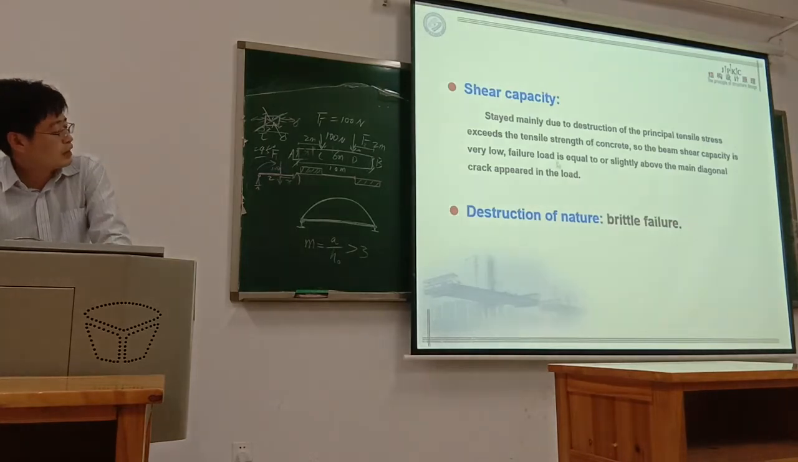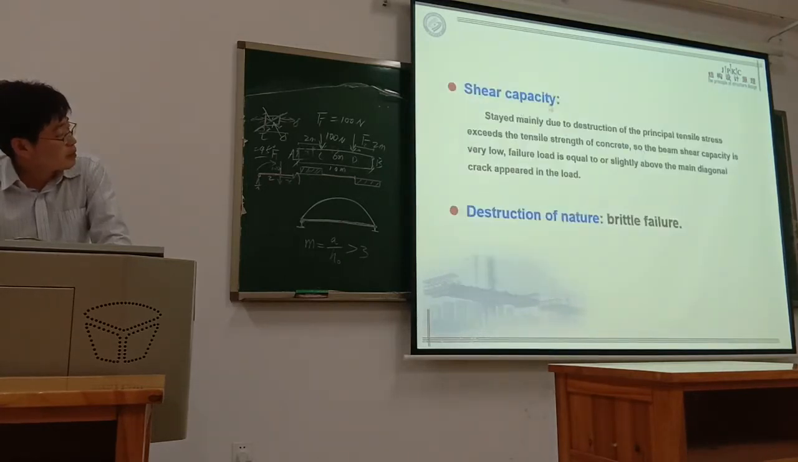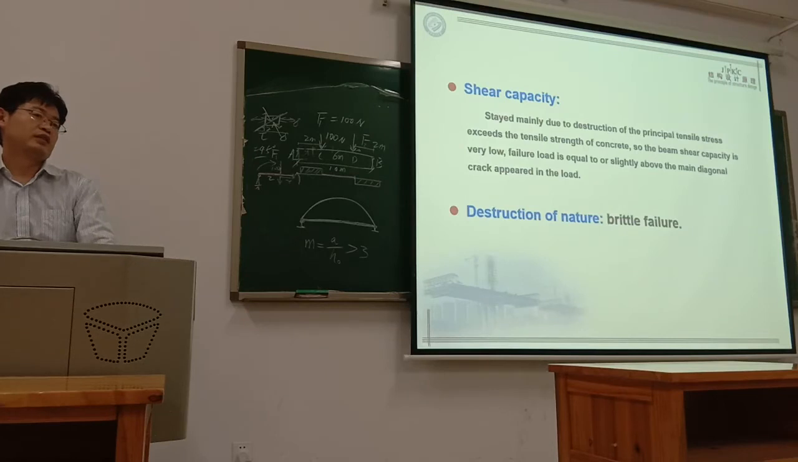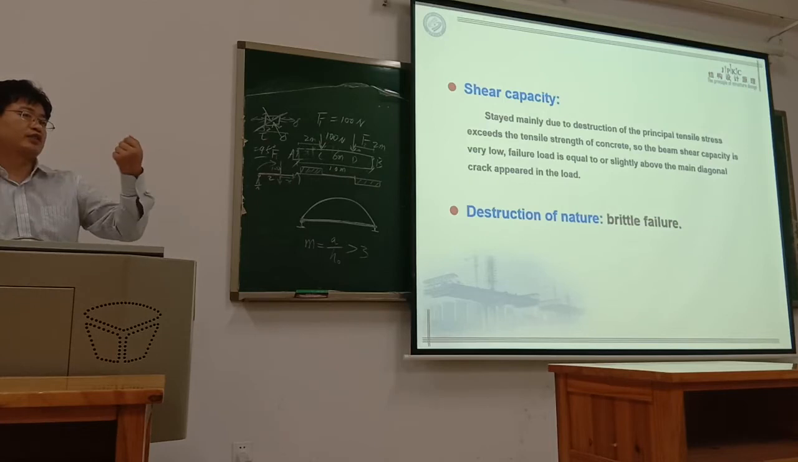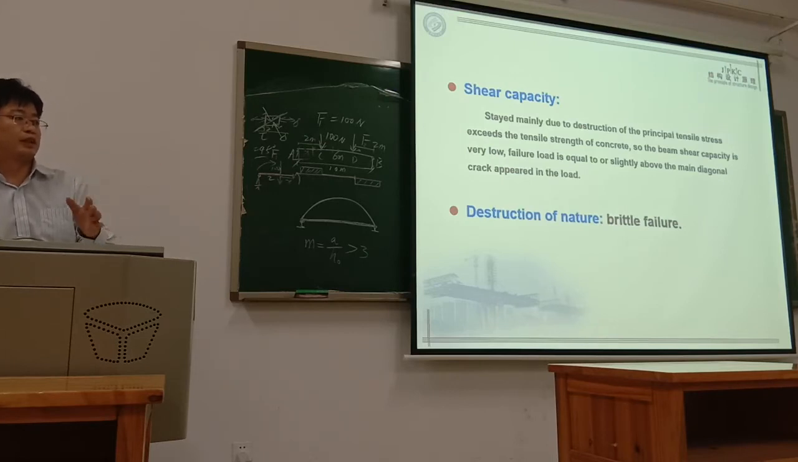So understand what's the meaning of this? Because this type of failure mode happens just because the tensile force is larger than the tensile strength of the concrete. So the shear capacity of this type of failure is mainly dependent on the tensile strength of the concrete. Once the tensile force is larger than the tensile strength, cracks will generate quickly and they fail. It belongs to the brittle failure.